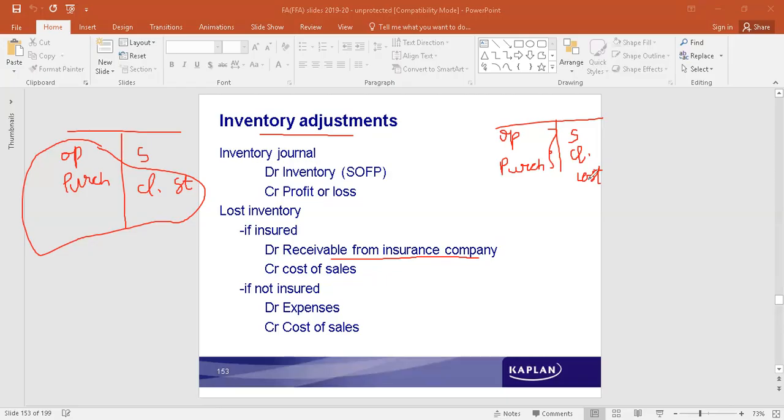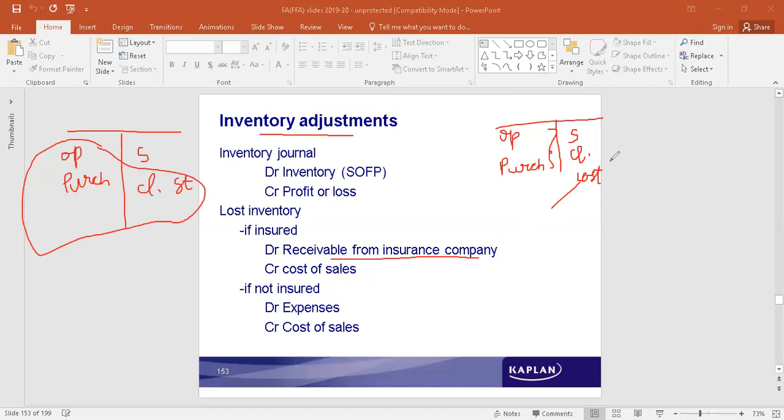Let's say if the accident is not insured, then in that case it is a loss. If it is a loss, to that extent, whatever lost amount will appear on the debit side of the P&L account as a loss. So first, initially, it would be those units versus the value of those units, which is cost of goods sold. So that is the transaction which has to be accounted.